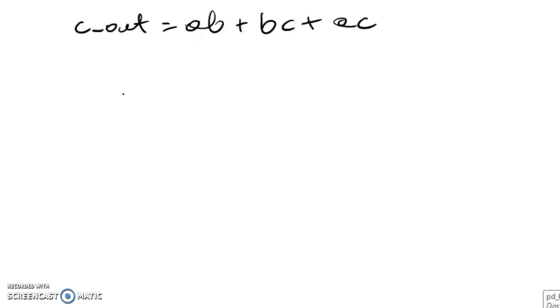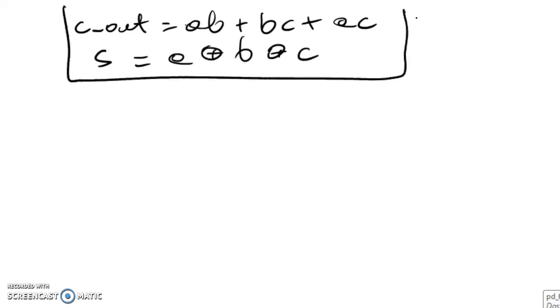Let's have a look at the implementation, realization of the full adder cell. I will recall Cout, as you remember. It is AB plus BC plus AC. Okay. And S is A XOR B XOR C. And please memorize these two equations. They are very important. Okay, memorize it. You must know it by heart.